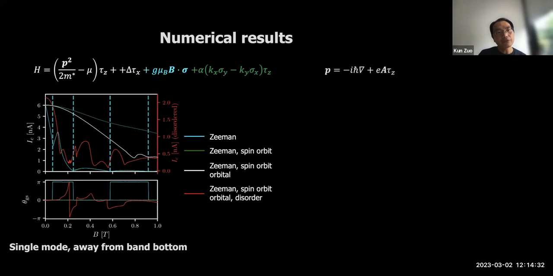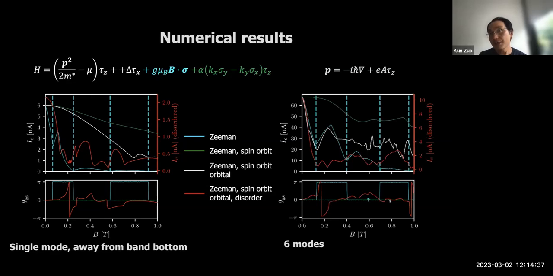Now, if you go from single mode to 6 modes, which is more realistic for our case, you can still see the Zeeman-driven 0 to pi transition if you don't have any other parameters in the model. You can clearly see the 0 and the pi and the 0 and the pi again. Now, by taking Zeeman, spin-orbit, and disorder into account, the supercurrent behavior is more or less like what we have observed in the measurements I showed before, basically the B dependence and the gate dependence of the supercurrent.